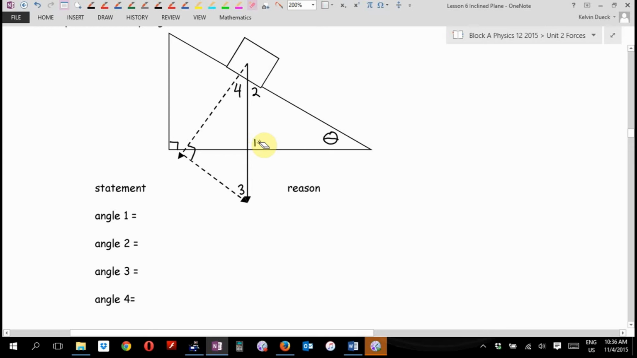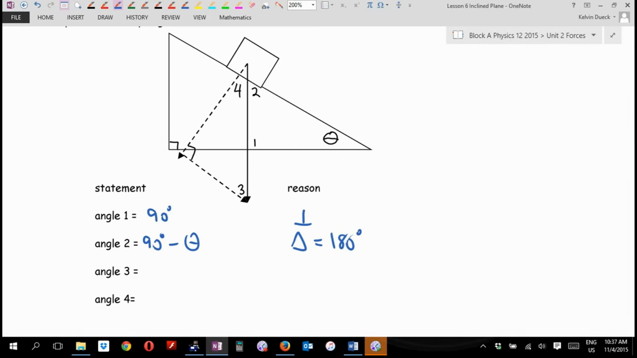How big is angle 1? Why? Because perpendicular. Gravity goes straight down. How big is angle 2? I'm going to argue that angle 2 is 90 degrees minus theta. Because what does every triangle have to add to? 180. And if this angle is 90, then I have 90 degrees to play with for those guys. Is that okay? So a triangle equals 180. If you want to be fussy, in English we call this the angle sum of triangles rule.